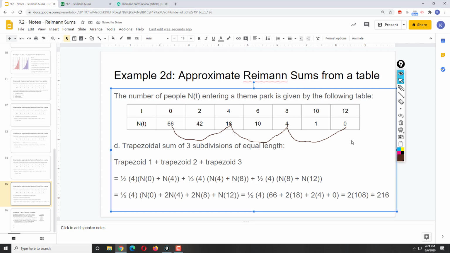So about 216 people entered the theme park according to this table.